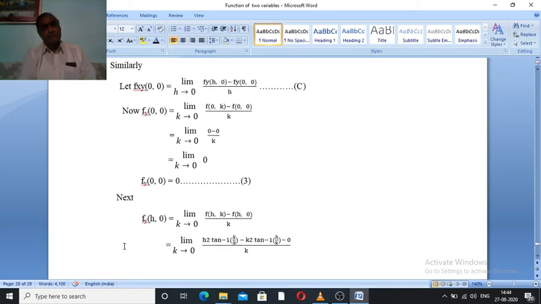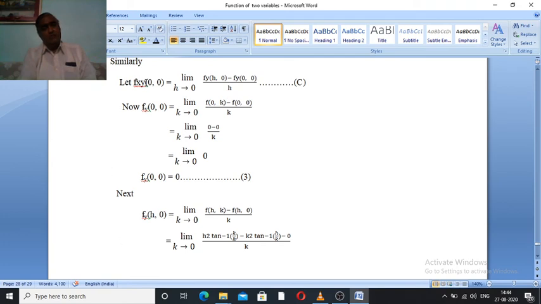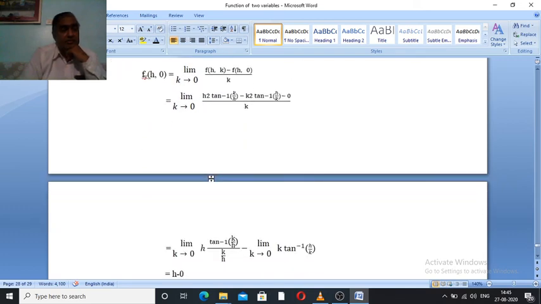Similarly, f_xy(0,0) is equal to limit h tends to 0 of [f_y(h,0) − f_y(0,0)]/h. Suppose this is equation C. Now f_y at origin is equal to limit k tends to 0 of [f(0,k) − f(0,0)]/k, which is limit k tends to 0 of (0 − 0)/k. 0 minus 0 is 0, 0 upon k is 0. Therefore the limit of 0 is 0. f_y at origin is equal to 0. Suppose this is equation 3.